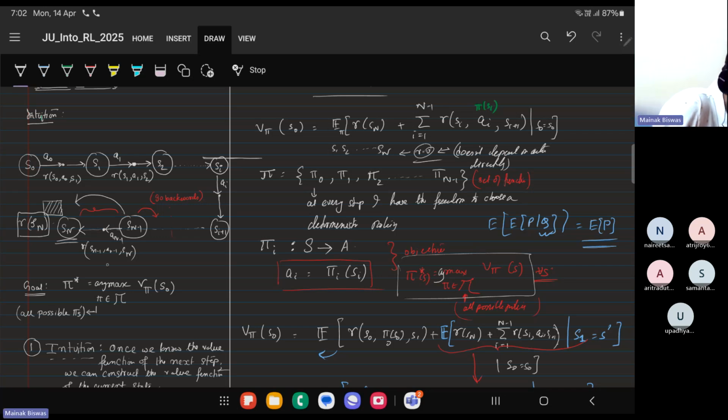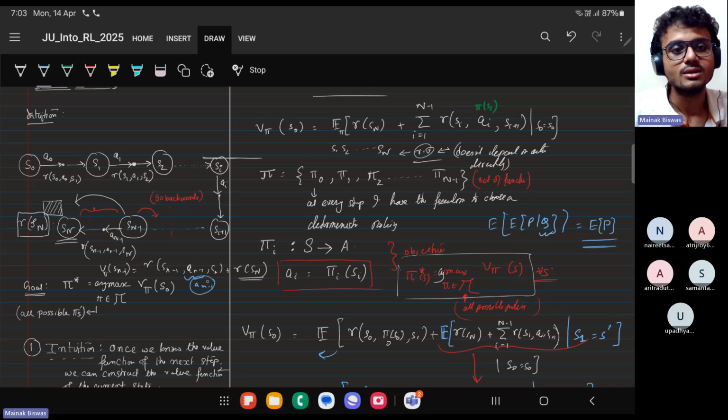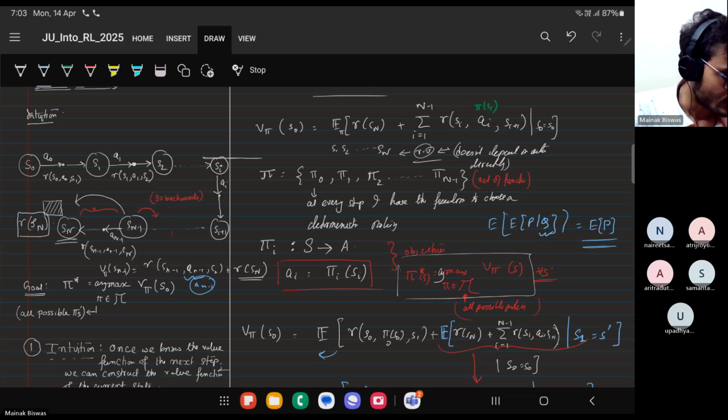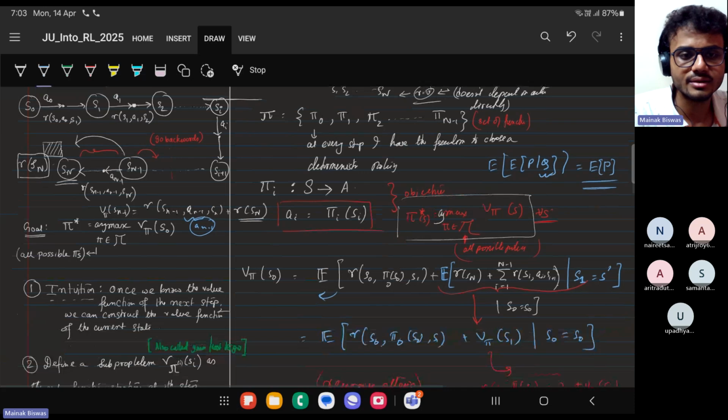Because remember, I have seen V of Sn minus 1 will be nothing but the reward at Sn minus 1, An minus 1, Sn plus R of Sn. Yes or no? I already know this. So I will select only that action, An minus 1, that will maximize my Sn minus 1, that might get me the maximum reward. And I keep doing this backwards. This is the intuition. We'll show it even more theoretically and easily. But is the overall goal clear?